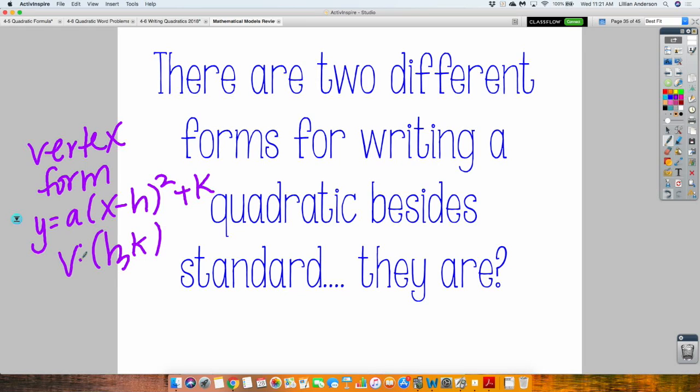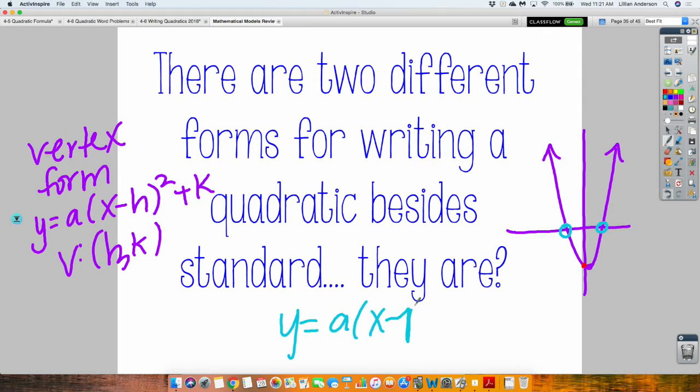I don't know what that one's called, but I know what you're talking about. No, not x form. Think about it. This is a quadratic right here. Vertex form would give us our vertex. Standard form would give us our y-intercept. There's what?